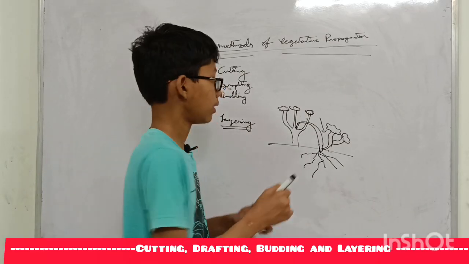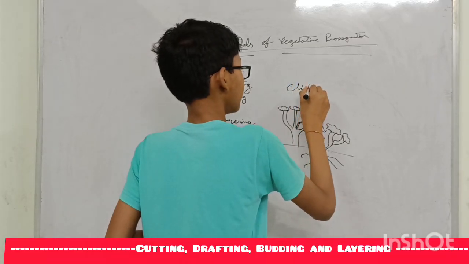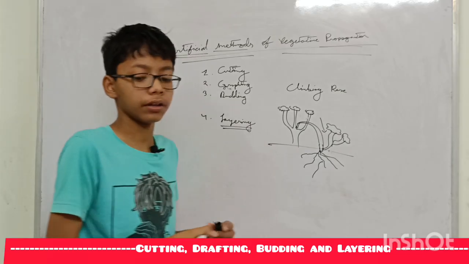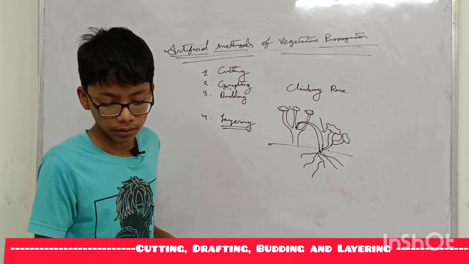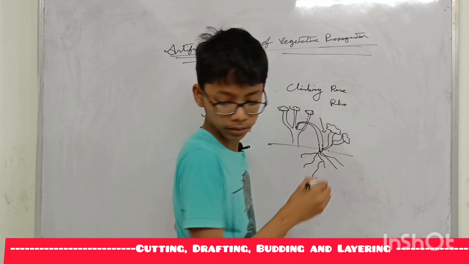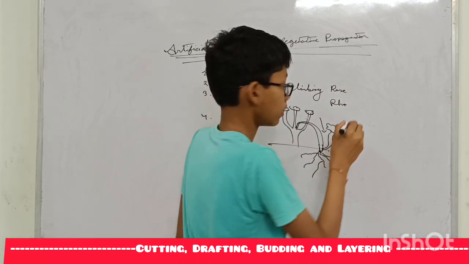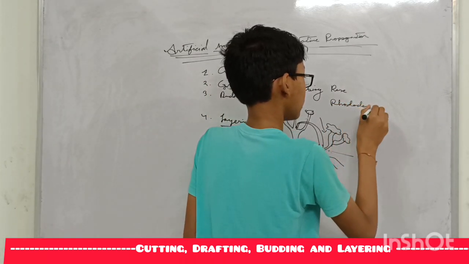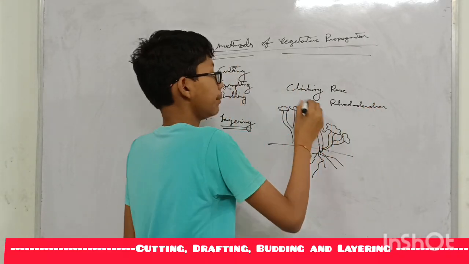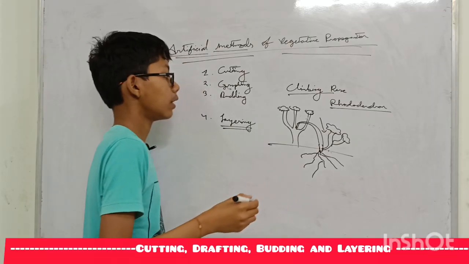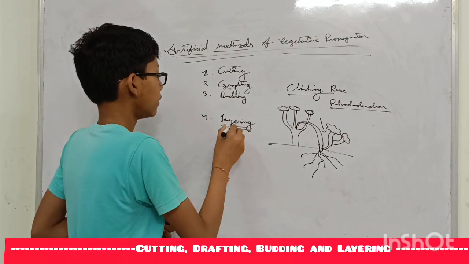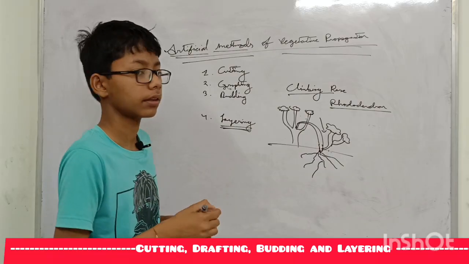For example, climbing rose. Yes, rose is a common one here, so don't be surprised if you see it. Climbing rose and also rhododendron. These are some examples of plants that are used in the process of layering.